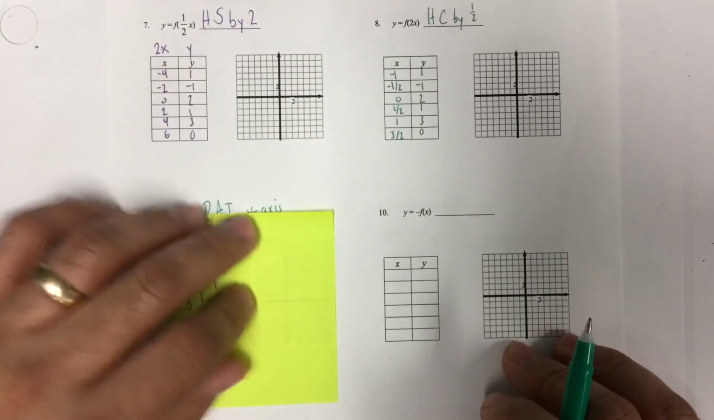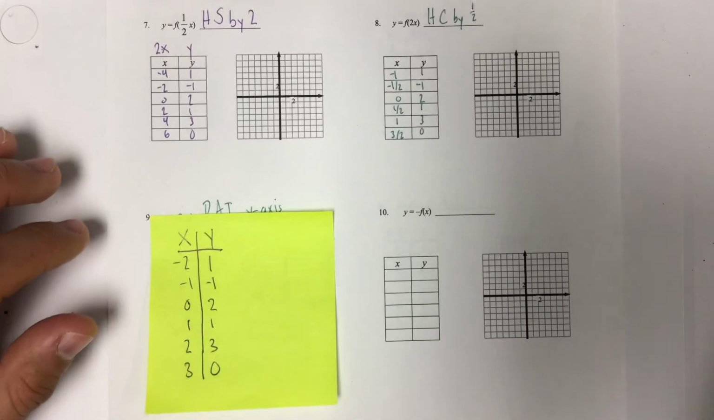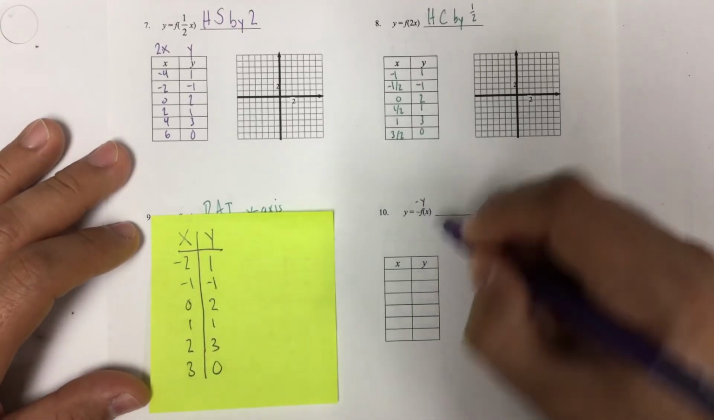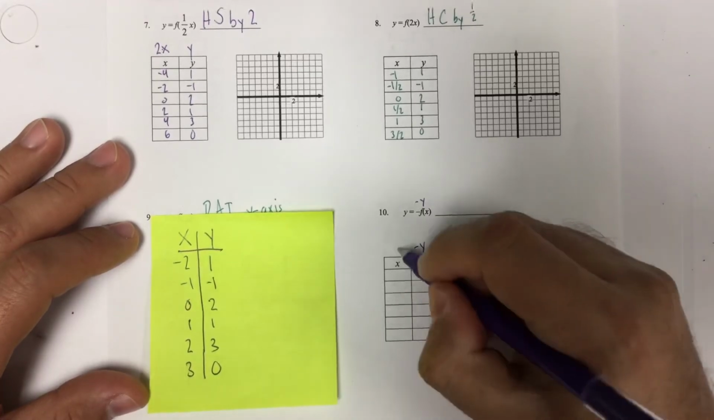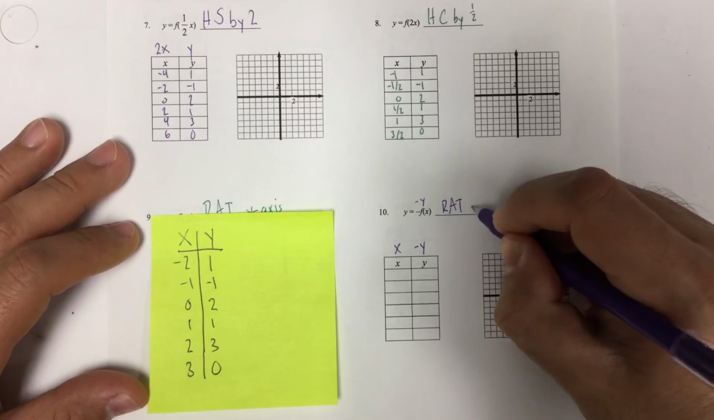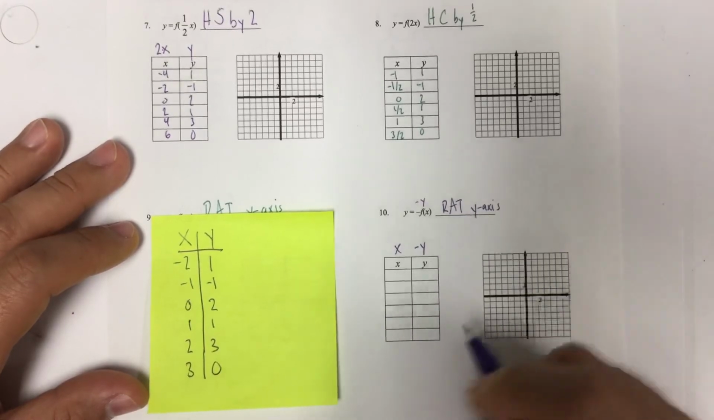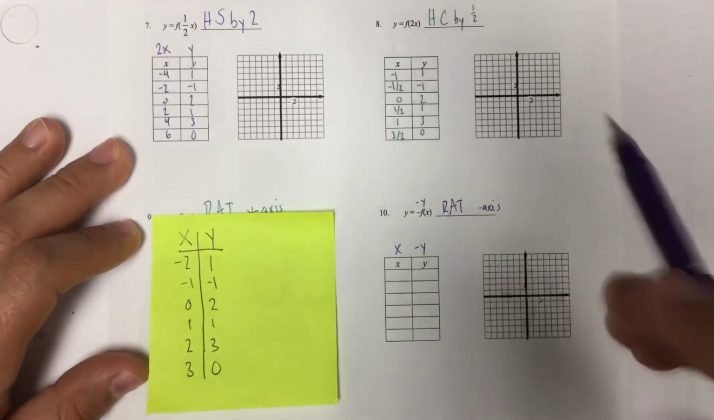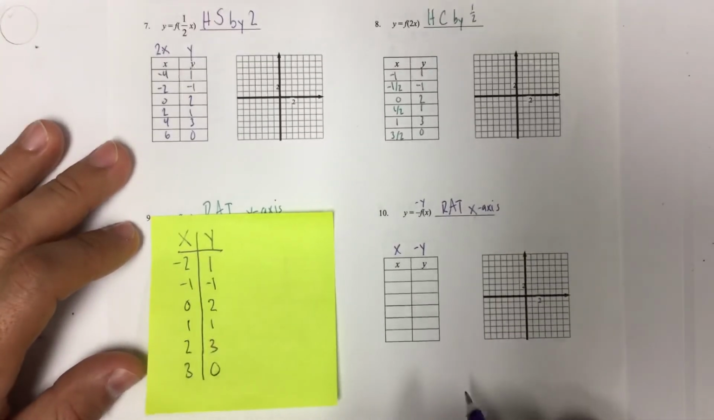For the last one, number 10, y equals negative f of x. So since the negative is on the outside, you can write it like negative y, so now we know that the y's are being changed and x is not affected. This one is the reflection across the y-axis. Okay? Oh, sorry, x-axis. I'm not right, the y-axis, my bad. It is the x-axis, reflection across the x-axis.